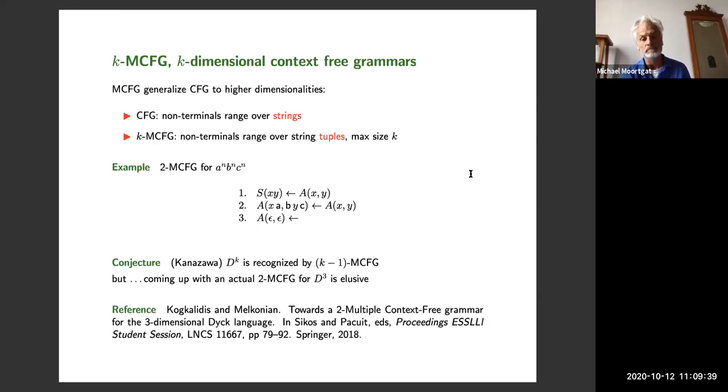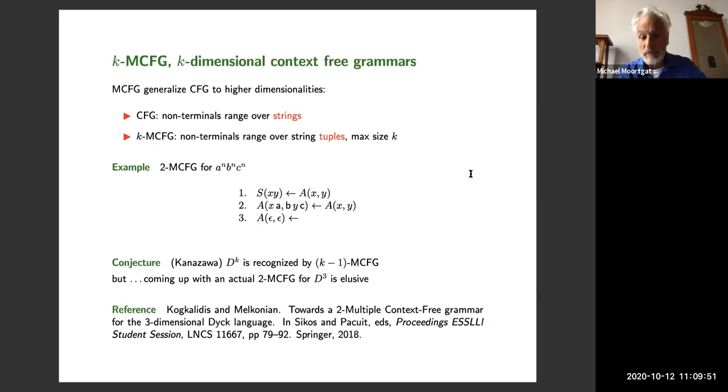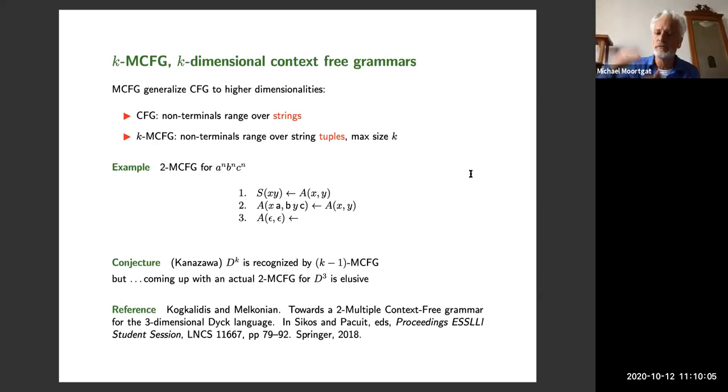Just a question. Yes, could I ask? Sure. Are multiple context-free grammars also recognizable in polynomial time? Yes, exactly. They remain polynomial, but they become closer and closer to context-sensitive as the dimensionality increases. But they stay as a subfamily of languages that retain polynomial parsing.